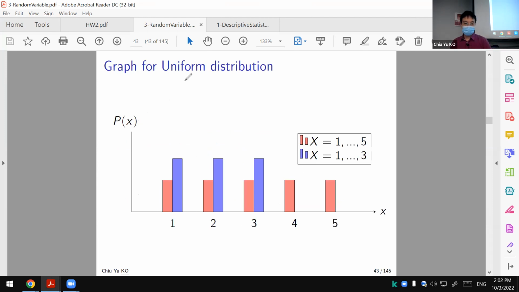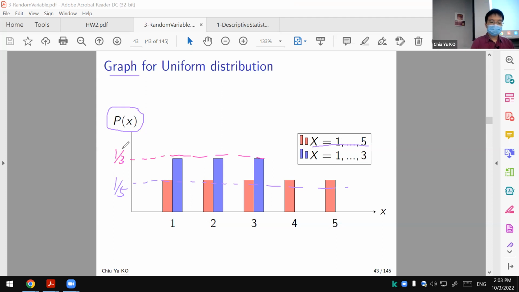So look at the graph, you have to draw the p(x). When the numbers are 1 up to 5, that means they have the same height. Uniform means 1/5 each. When I have this one, it is 1/3.